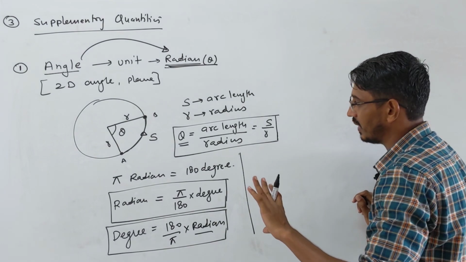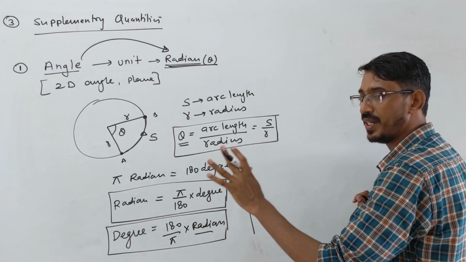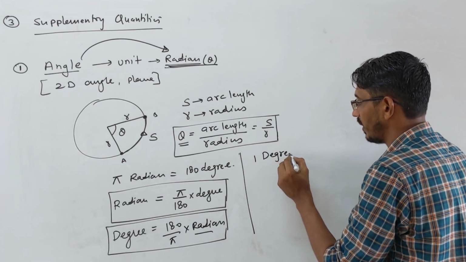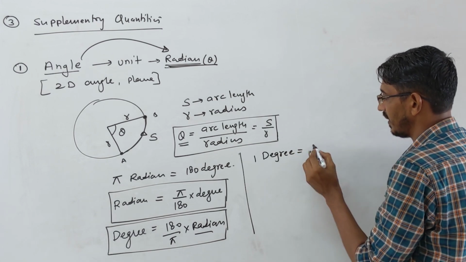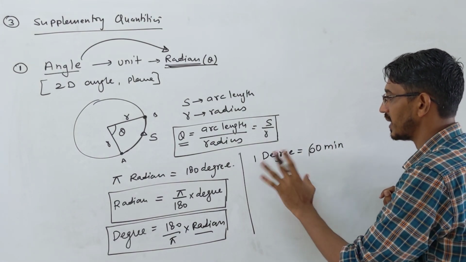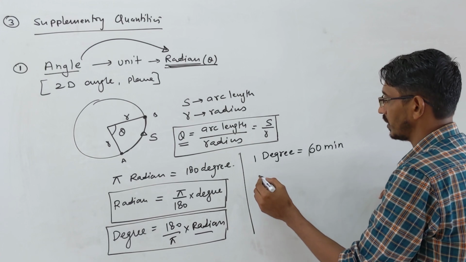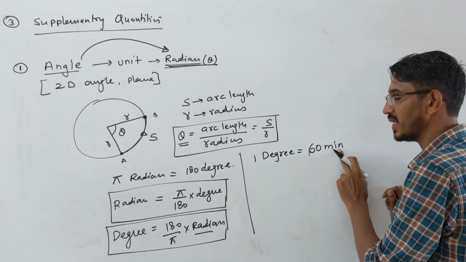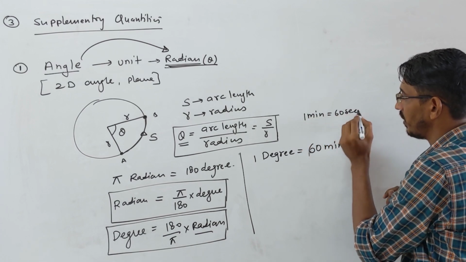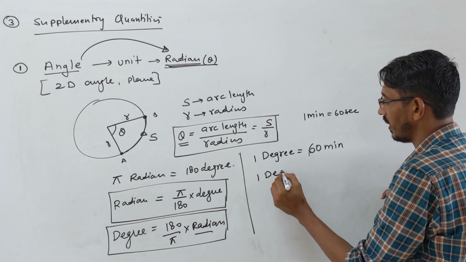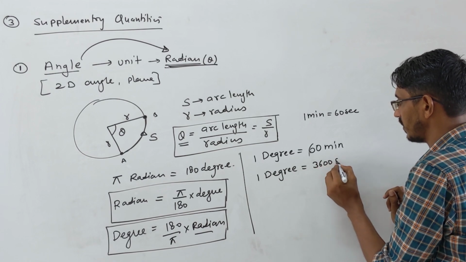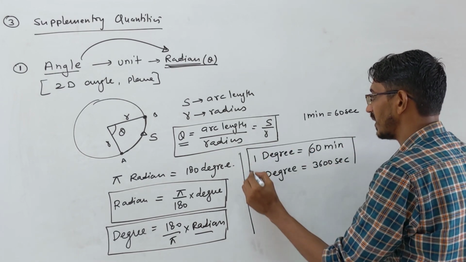So we are writing the time and degree relation, because we will need it somewhere in physics. So what's the relation? 1 degree is equal to 60 minute, or you can say 1 minute is 1 by 60 degree. Also, suppose you want to write in terms of seconds, then 1 minute is equal to 60 seconds. So how are degree and seconds related? You can say 1 degree should be equal to 60 into 60, meaning 3600 seconds. This is the degree and time relation.